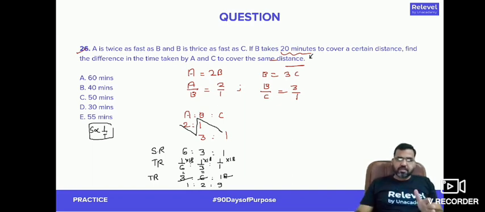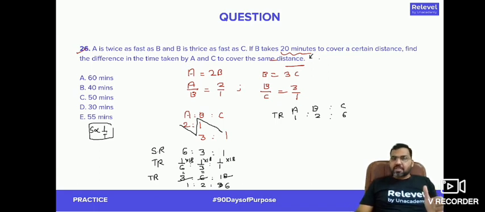So 1 ratio 2 ratio 6, 1 ratio 2 ratio 6, right? Now that's a time ratio, right? That means if A takes 1 minute to travel the distance, B will be taking 2 minutes to travel the distance, C will be taking 6 minutes.